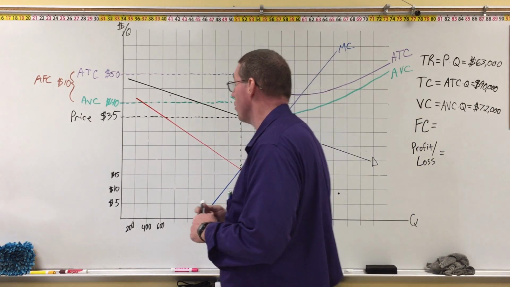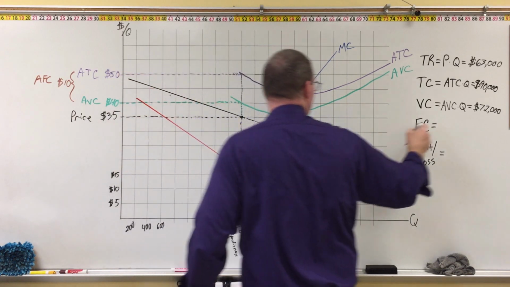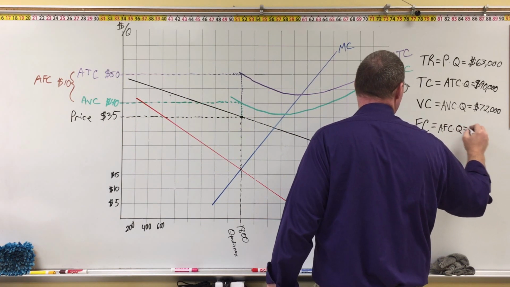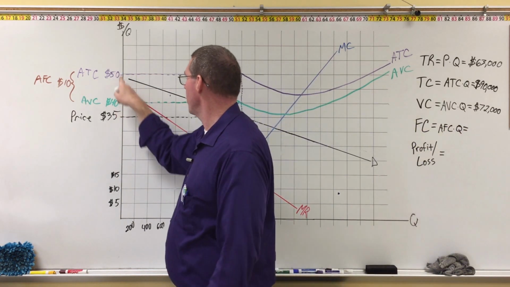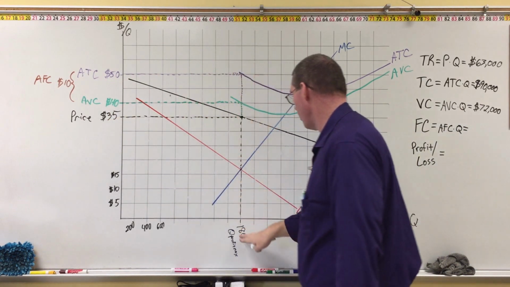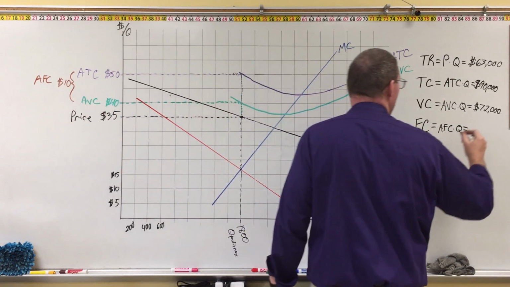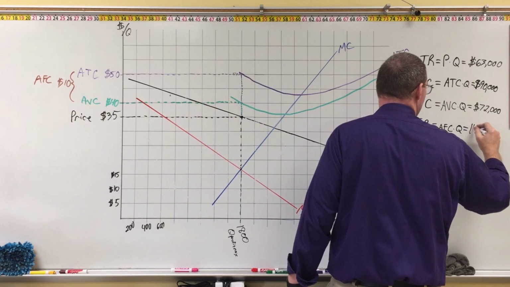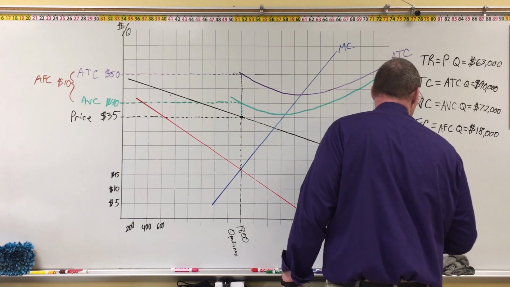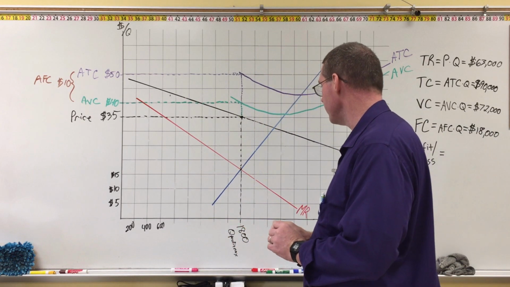And then now the fixed cost, remember, is going to be the difference between average total cost and average variable cost. So average fixed cost times quantity. And the average fixed cost here is $10 times 1,800 units. And 1,800 times 10 is 18,000. And therefore, the fixed cost for this company is going to be $18,000. I hope that you got that right when you calculated it.